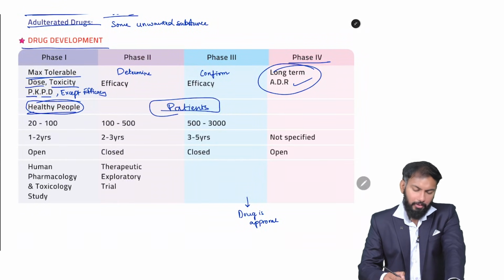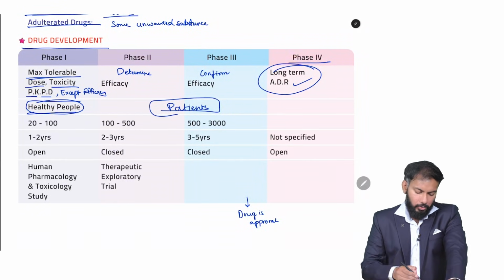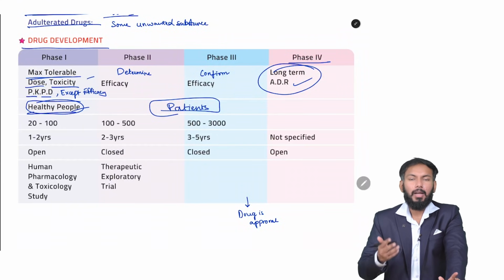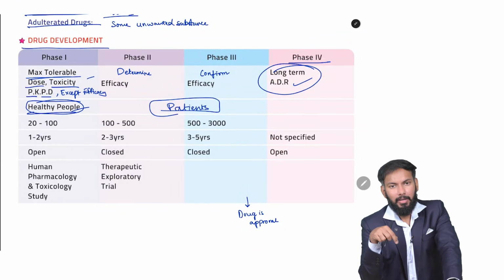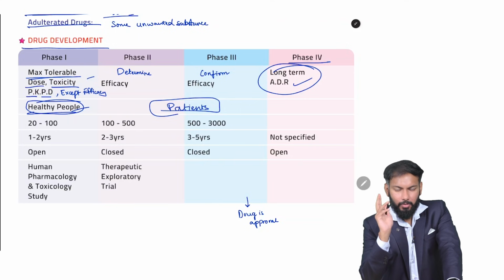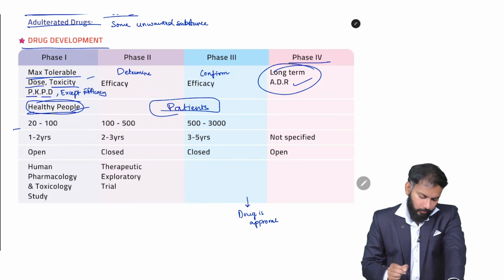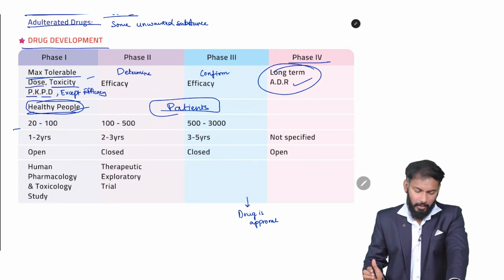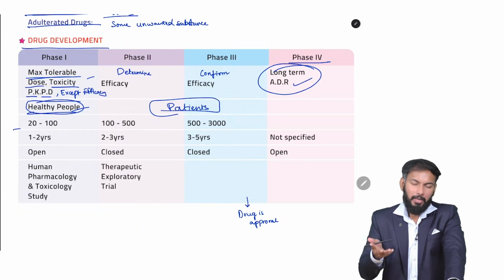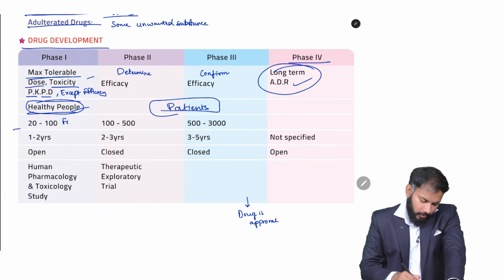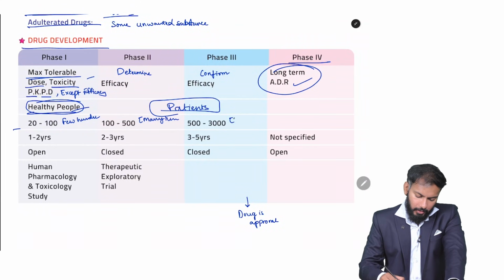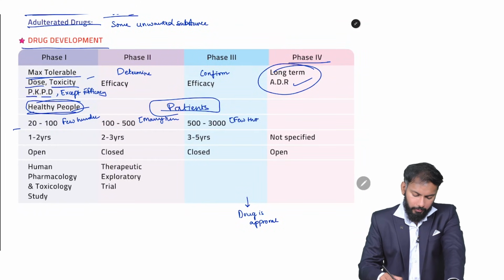Obviously, how will you check for efficacy? In patients only. Can you check for efficacy in healthy people? No. That is why we don't check efficacy in Phase 1. Did you understand this much? Good. Now, how many people do we do it in? See, in Goodman and Gilman, it is clearly written that Phase 1 is done in a few hundred people. Phase 2, many hundred people. Phase 3, few thousand people. Phase 4, many thousand people.